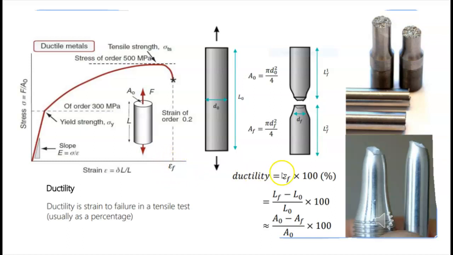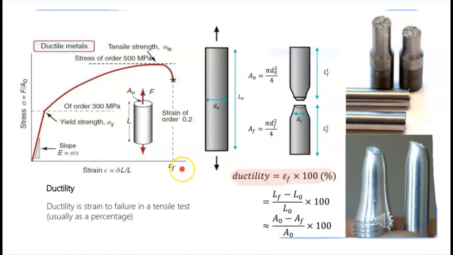If we want to find the ductility, it is given by this formula: the final strain multiplied by 100%. Whatever the value of the final strain is, if it's, let's say, 0.07, you multiply that by 100, so you will have an answer of 7% ductility. The more the material stretches, the more ductile the material is.